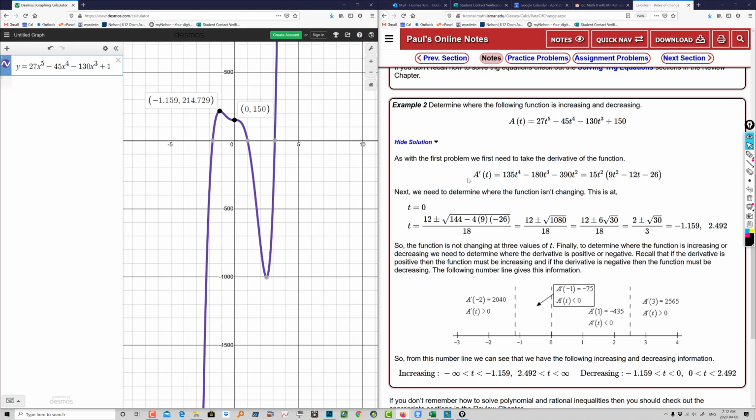So the idea of derivative being 0, we find the derivative. We're going to use the power rule here. We're going to drop the 5 down. 5 times 27 is going to be 135. T to the 4, you go down an exponent using the power rule. And we repeat the same all the way across. Then you look at this nice polynomial and you factor out the 15t squared.